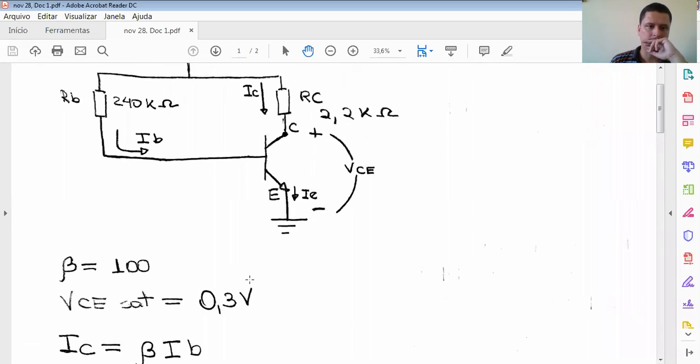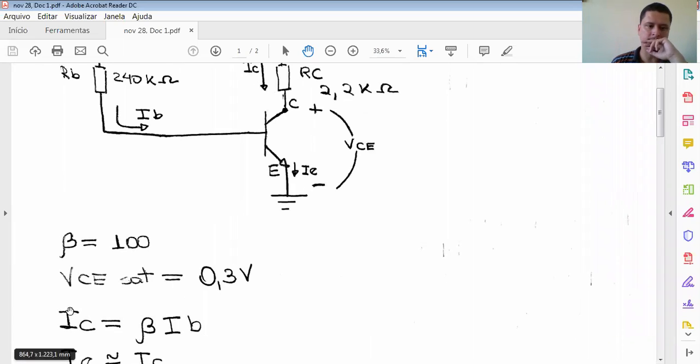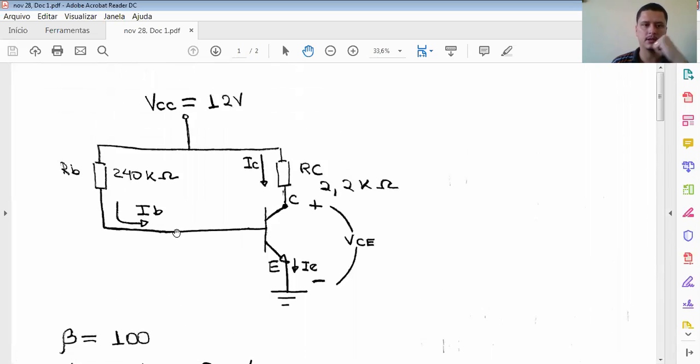So first, in order to calculate the IC, we have this equation, right? Beta times IB. But we already have the beta. We do not have the IB. How do we calculate the IB? Look, we have a VCC connected here. So we have potential here of 12 volts.